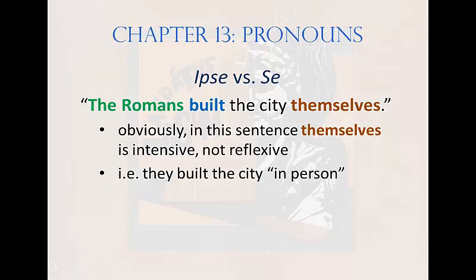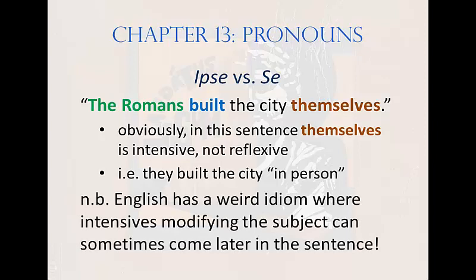But there's a verb between the Romans and themselves. Themselves should be reflexive, but it's not. So there must be a weird idiom in English in which intensives can be put at the end of the sentence and still refer to a noun earlier in the sentence, which means that the pattern in which intensives follow the noun they go with is only a tendency, not a rule. Isn't that just annoying? Stupid English!